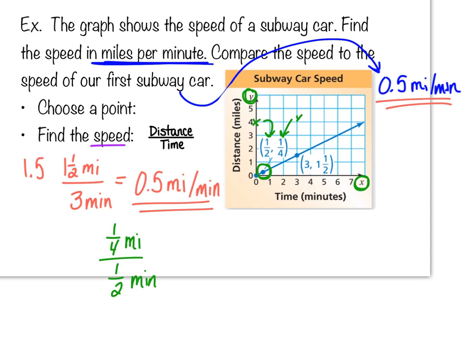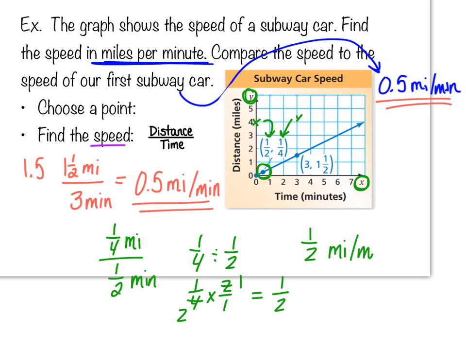Okay, so then I can do top divided by bottom. I can keep, change, flip, and I can cancel, and that becomes 1/2. So I get 1/2 mile per minute. But you know what? That's the exact same as 0.5. So you get the exact same answer.